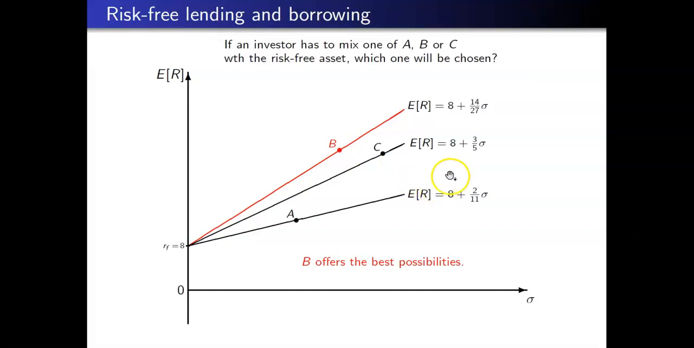So B, and what are its characteristics? What is the one characteristic of B that tells me it's the best? It's the Sharpe ratio. So B is better than the other two assets because B has a higher Sharpe ratio. So B is the best portfolio to combine with the risk-free rate.